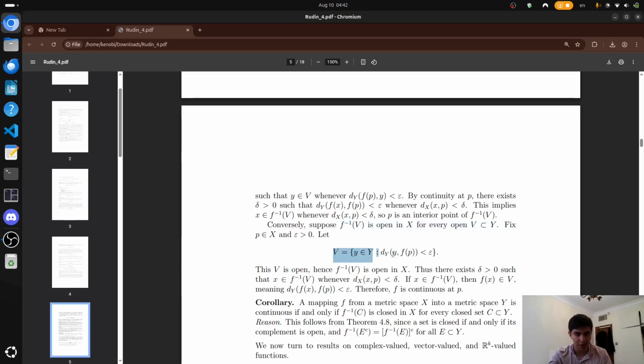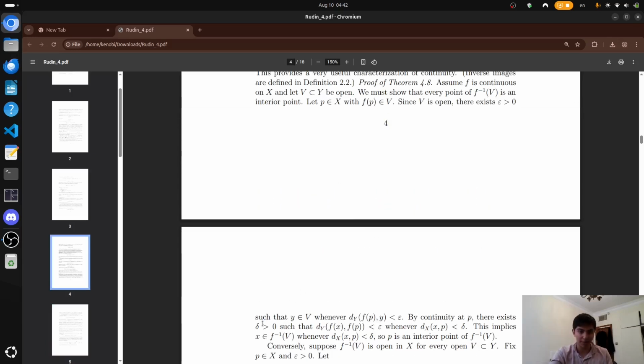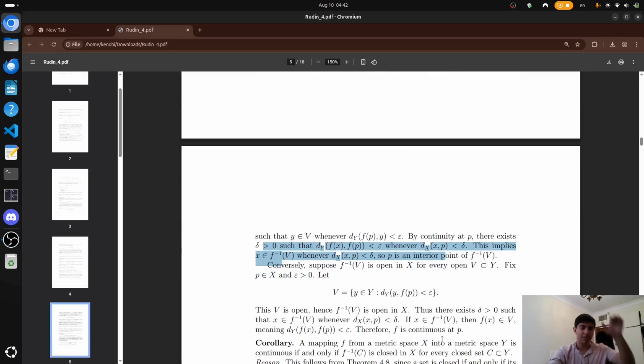Now we're taking another v. So it's going to be an open set in the y-axis, right? It's going to be an open set in the y-axis, and since it's an open set in the y-axis, we just proved in the previous result over here that it's open in the x-axis too. So f inverse of v is open in x. Thus there exists delta greater than 0 such that x is in f inverse of v whenever d_x(x,p) is less than delta.